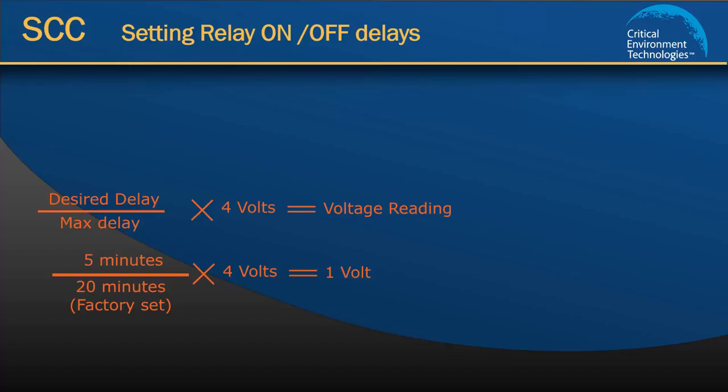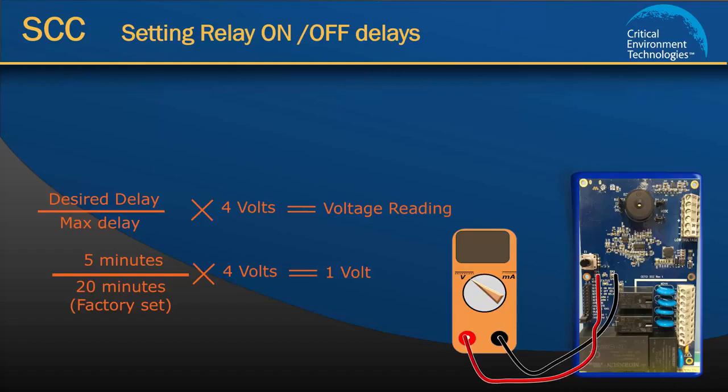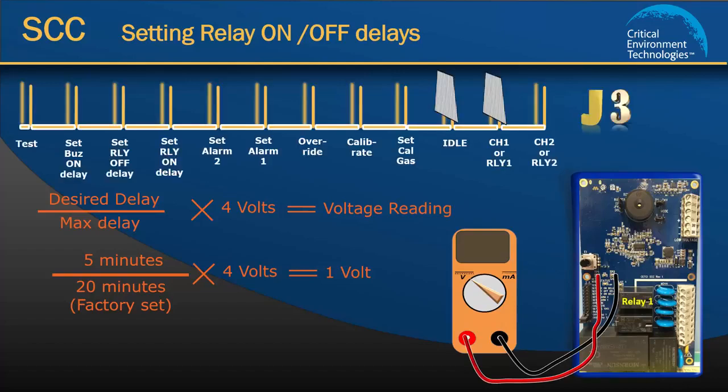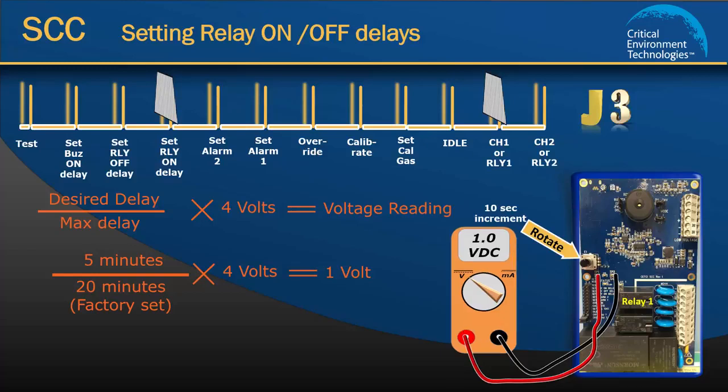With the voltmeter attached to test points TP1 and TP2, leave the jumper on channel 1 relay 1 and move the idle jumper to set relay on delay. Turn the rotary encoder dial until 1 volt is displayed on the voltmeter. The encoder changes the delay time in 10-second increments.